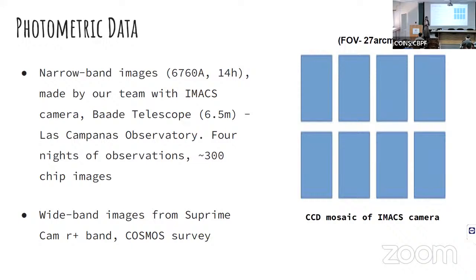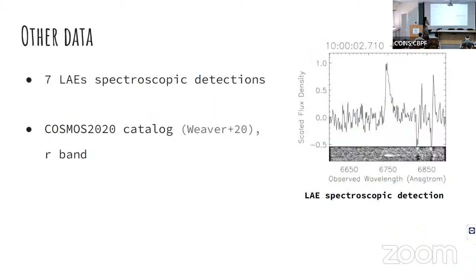And it's just one slide, it's so sad. We also use the wideband images from Supreme Cam, from the AirPlus band, from the Cosmos survey, and this you can download from the website if you want. We have 7 spectroscopic detections by our team with the IMAX telescope. And we also use the Cosmos catalog in the R-band for the photometric redshifts.